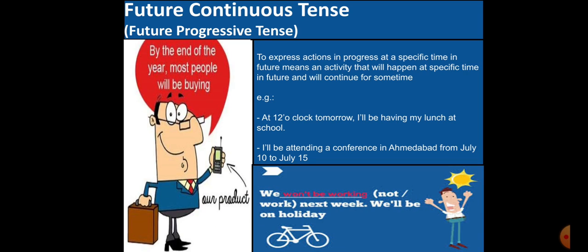We always talk about positive examples. Let's take one negative example as well. We won't be working next week. Again, specific time, and here he is saying that we are not going to work, and you know very well I've used a contraction over here. I've combined will plus not, so it gives you the negative won't. We won't be working next week. Why? Because they are going to have a holiday. Understood, students? So this is one of the uses of future progressive tense. Let's look at another one.